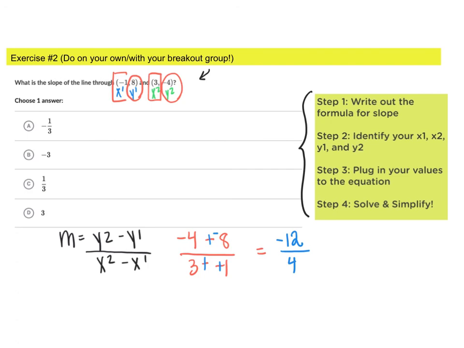However, that's not one of my answer choices off to the right, so I know I can simplify this. So negative 12 divided by 4 is what this means. Negative 12 over 4 is the same as negative 12 divided by 4. Negative 12 divided by 4 is negative 3. And that is one of my answer choices. That was choice B. Check your work with mine. See if you're feeling good about this. You're about to move on, okay?